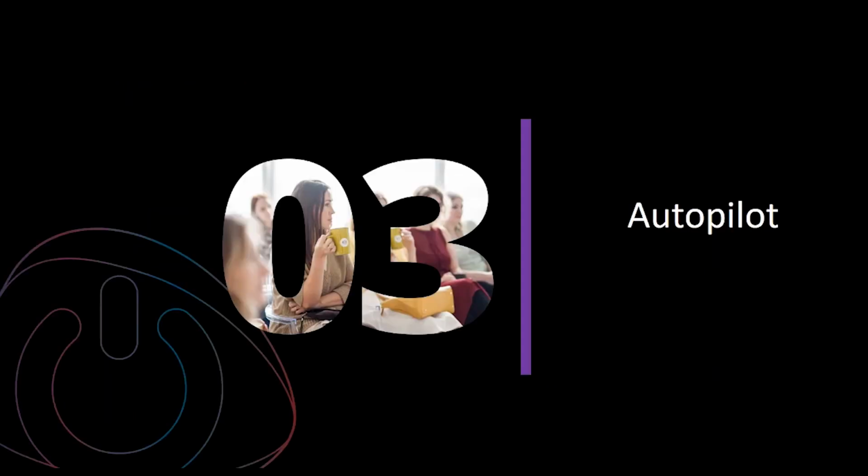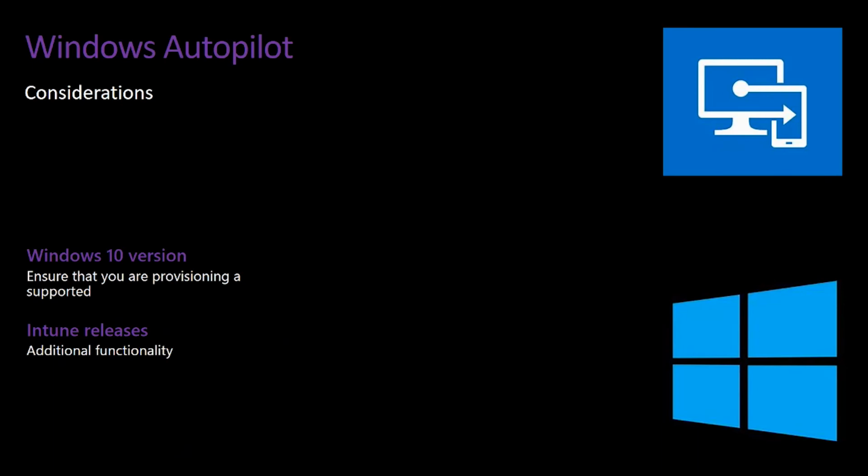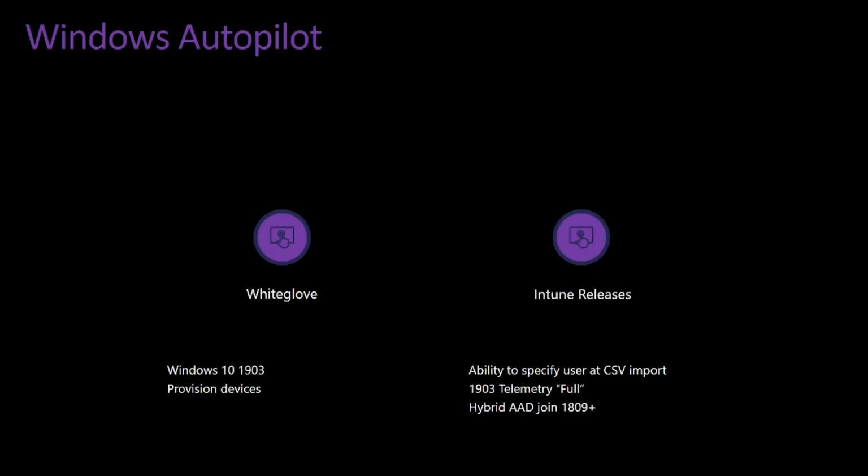Okay, so moving on to Autopilot. A couple of considerations here. Autopilot service feature support is very heavily reliant on the version of Windows 10 you are trying to provision. So just ensure that you're on a supported version for the features that you are expecting to use. Intune releases additional functionality to integrate with the Autopilot service that is Intune specific, often announced within the monthly service releases. So what have we got that's new?